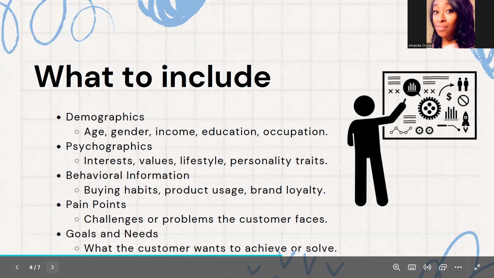They'll get it at QuikTrip or McDonald's or Starbucks or Scooter's or any coffee shop that's around. But that's important to know. Now, also include pain points. Pain points are challenges or problems that they face. These challenges or problems should be related to your product or service.